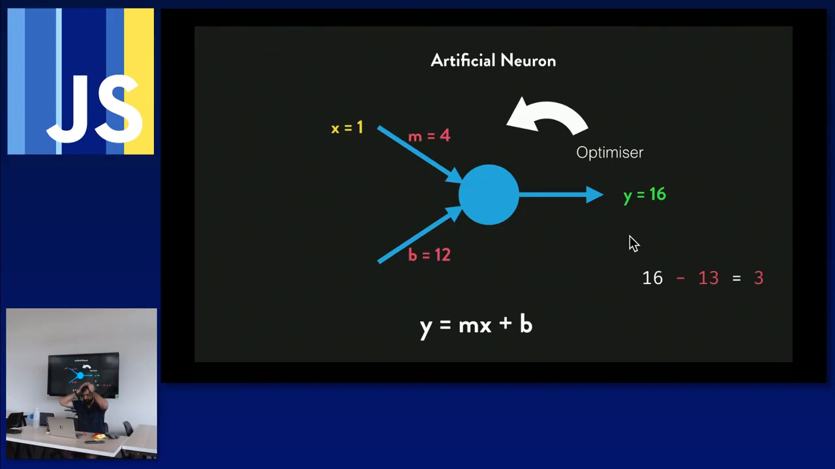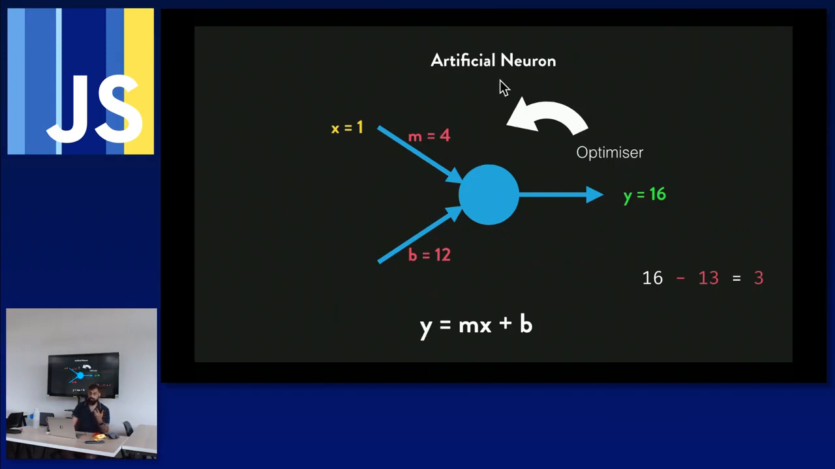y = mx + b. Yes, right. So if you gave a value of x equal to 1, m is 4, b is 12, y is equal to mx plus b: mx is 1 times 4, which is 4, plus b is 12, so y is equal to 16. That's what this neuron would give us. However, we know, because it's our point that we created, that x is equal to 1 and y is equal to 13. So we know that the values here are wrong.